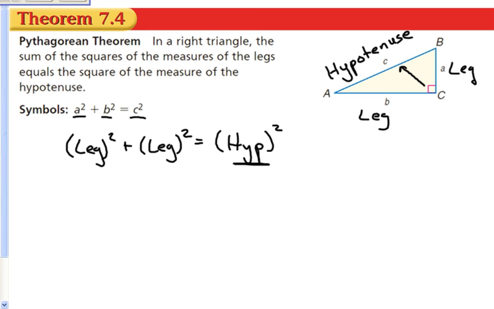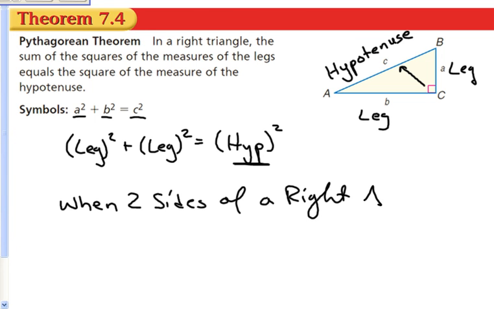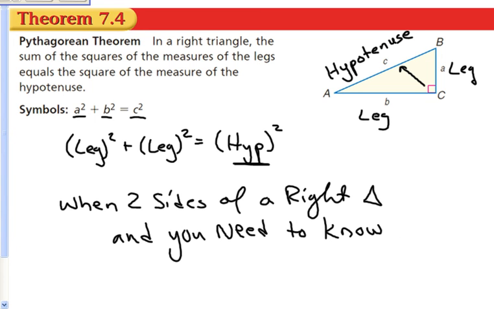When do you know to use Pythagorean theorem? It is when you have two sides of a right triangle and you need to know the third side. So anytime you have two sides of a right triangle and you need to find the third side of that right triangle, that is when you know to use Pythagorean theorem.